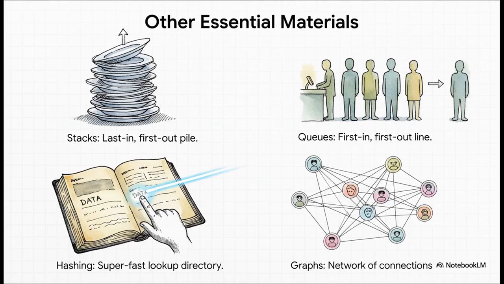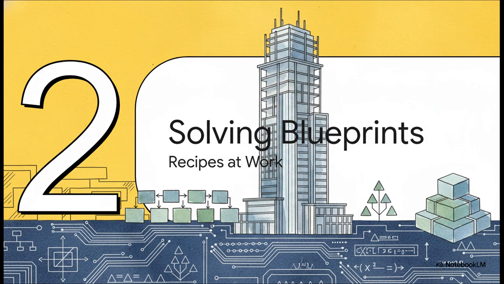And believe me, this toolkit is vast. You've got stacks, which work kind of like the undo button in a text editor, right? The last thing you did is the first thing undone. Then there are queues, which are like a line for a printer. The first document you send is the first one that prints. Hashes give you a nearly instant way to look up information. And graphs? Well, graphs are perfect for modeling networks, like mapping out all the connections between your friends on social media.